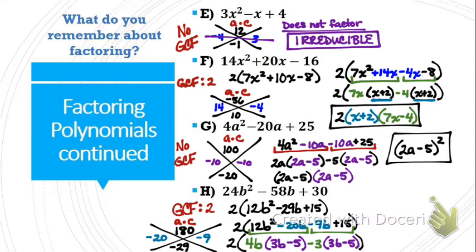All right, so let's finish this guy up by writing down our final fully factored result. What do I get? 4b minus 3, 3b minus 5. 2 in the front. Do not forget your GCF. Nice save.